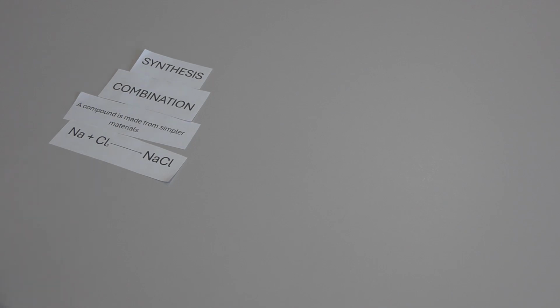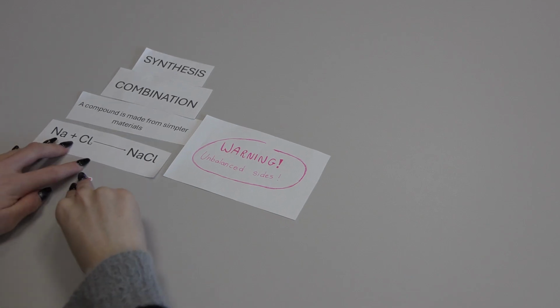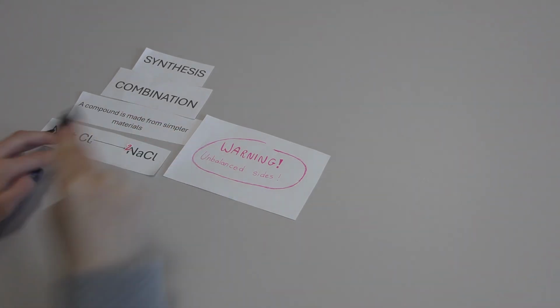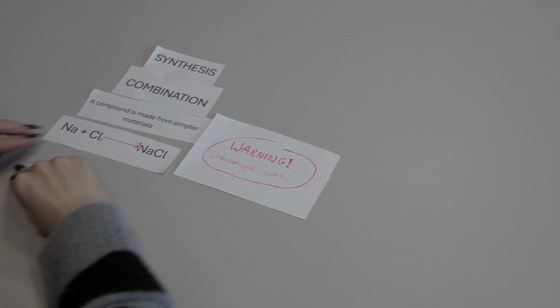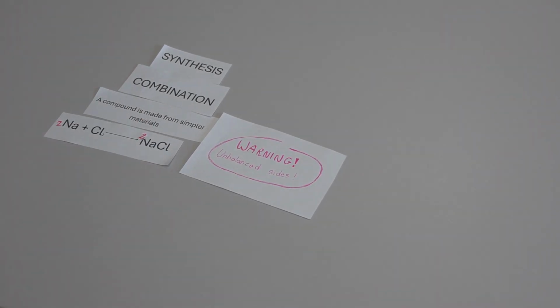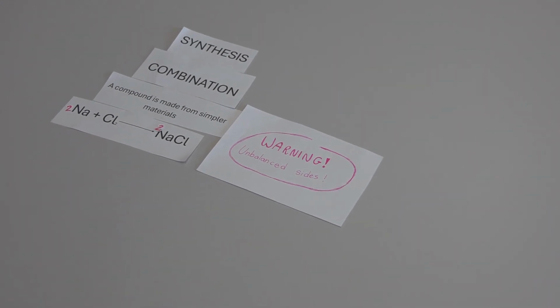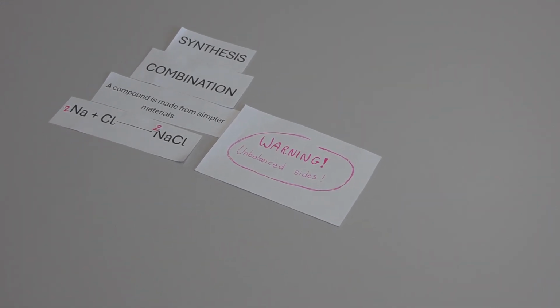So warning, always remember to balance the sides. So if you put number 2 here and number 2 here, then we can see that the sides are balanced. So now let me give you an analogy to human relationships.